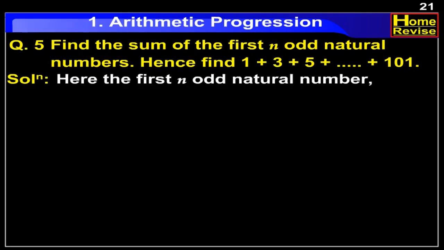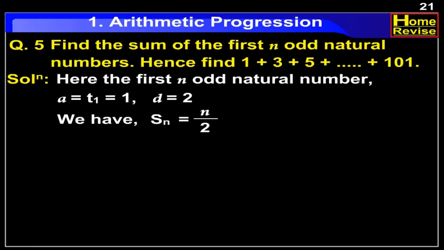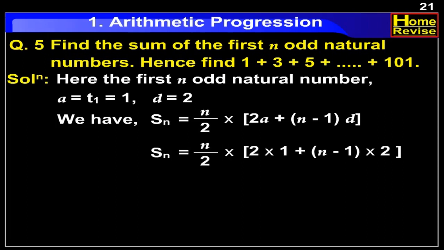Here, in the first n odd natural numbers, a is equal to T1, which is equal to 1, and d is equal to 2. Therefore, we have Sn is equal to n upon 2 into 2a plus n minus 1 into d. Substituting the values, we get Sn is equal to n upon 2 in bracket 2 into 1 plus n minus 1 into 2.